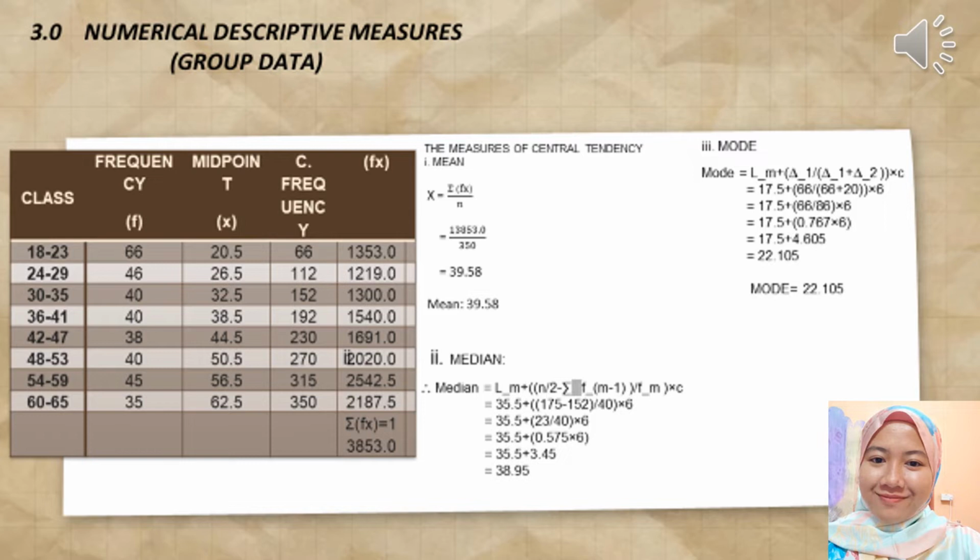So this is the numerical descriptive measure. Look at the table. Firstly, the measures of central tendency, which is mean. From this formula, we got 39.5. Secondly is median, we got 38.95. And the last one is mode. From this formula, we got 22.105.